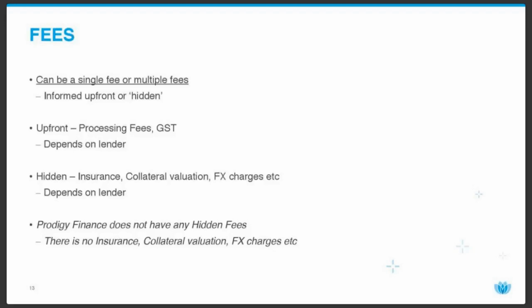So number one, lenders might often ask you for insurance. This is not compulsory. Some lenders have it compulsory. Some lenders do not require insurance. Prodigy Finance, for example, does not require insurance. Collateral valuation can be exhausting, can be challenging, can be a source of a lot of expenses. So think about it.